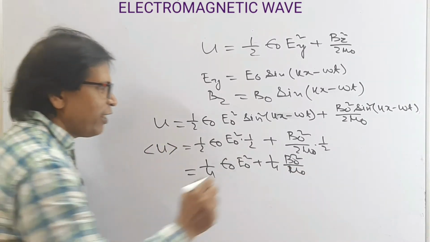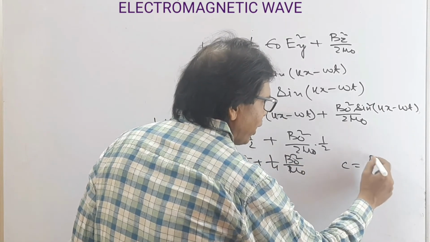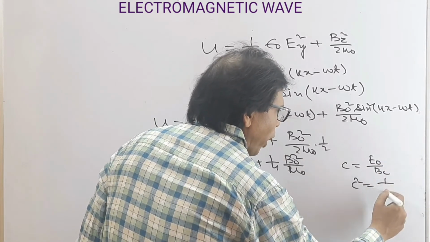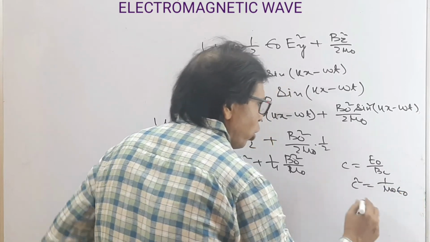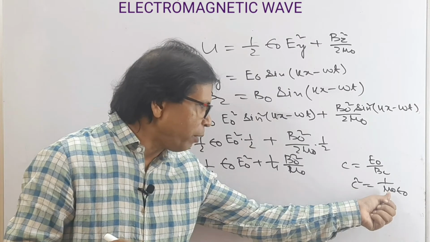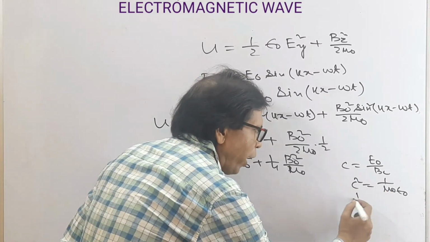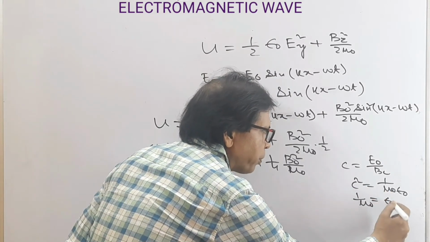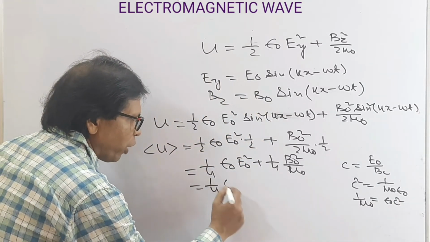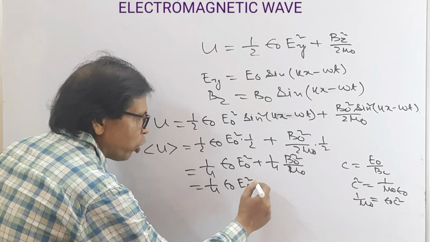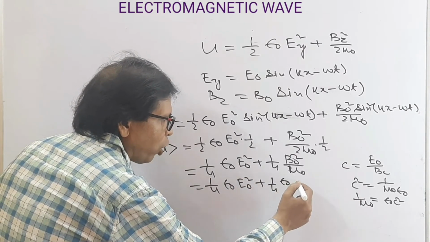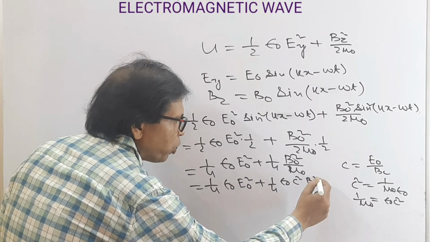Okay, we know c equals E naught by B naught, and c square equals 1 by mu naught epsilon naught. Now we replace mu naught. So look at this, 1 by mu naught is equal to epsilon naught c square. Now look at this, this is 1 by 4 epsilon naught E naught square. Now 1 by mu naught is epsilon naught c square, so this is 1 by 4 epsilon naught c square B naught square.